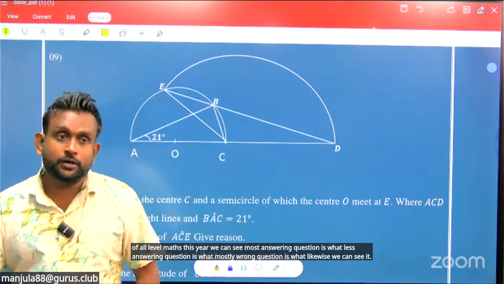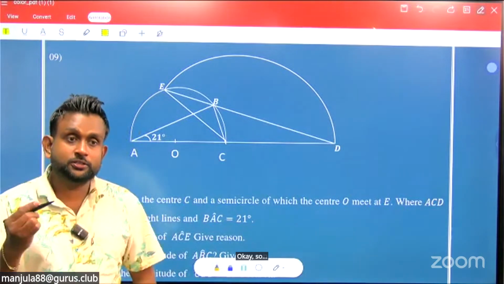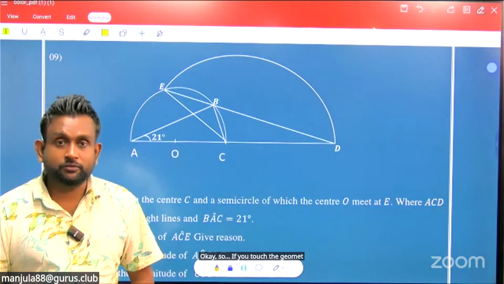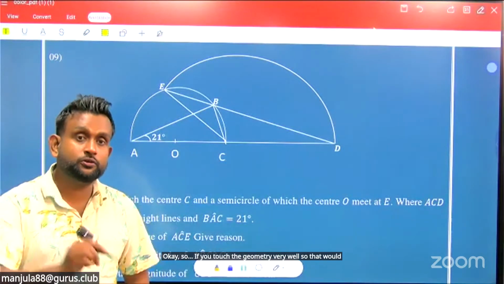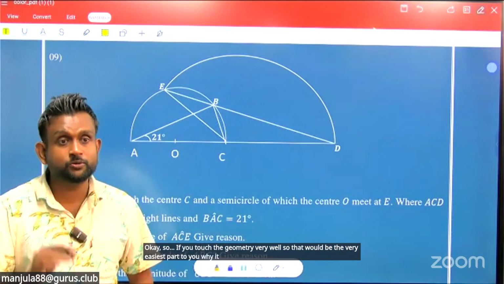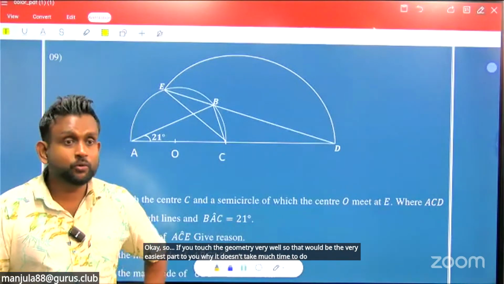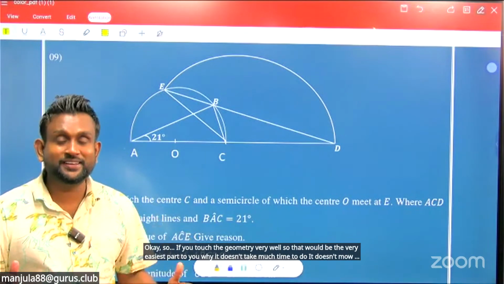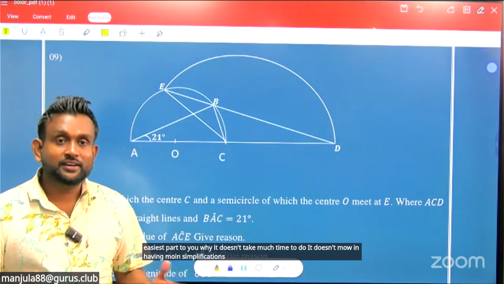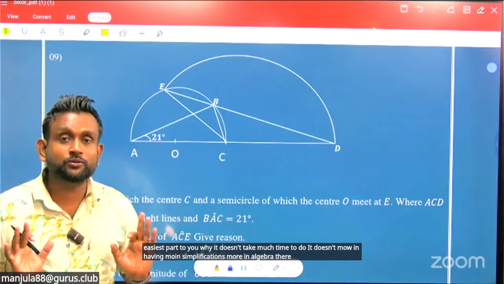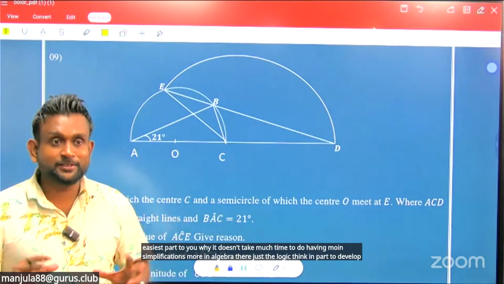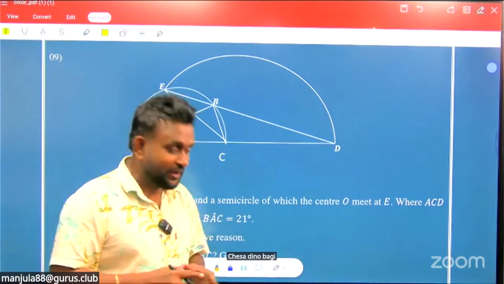Okay, so if you touch the geometry very well, that would be the very easiest part for you. Why? It doesn't take much time to do, right? It doesn't have any simplifications, any algebra there. Just the logic, the thinking part to develop. It is like playing chess, right? So you have to improve it, right?